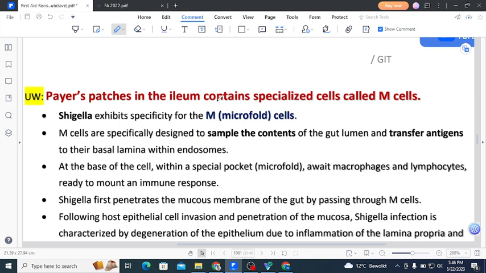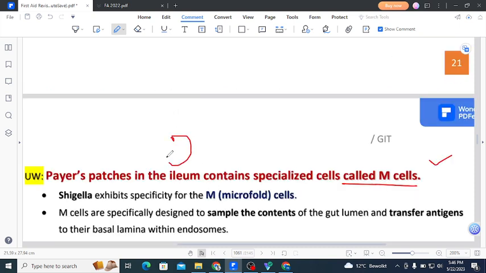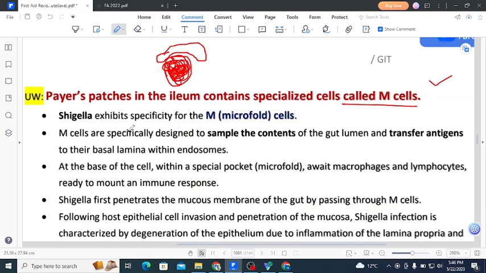The Peyer's patches in the ileum contain specialized cells called M cells. Basically, the Peyer's patches are aggregates of lymphocytes present in the submucosa of the ileum, and just above them we have cells called M cells, which bring the antigens and present them to the lymphocytes. Shigella exhibits specificity for the M or microfold cells.